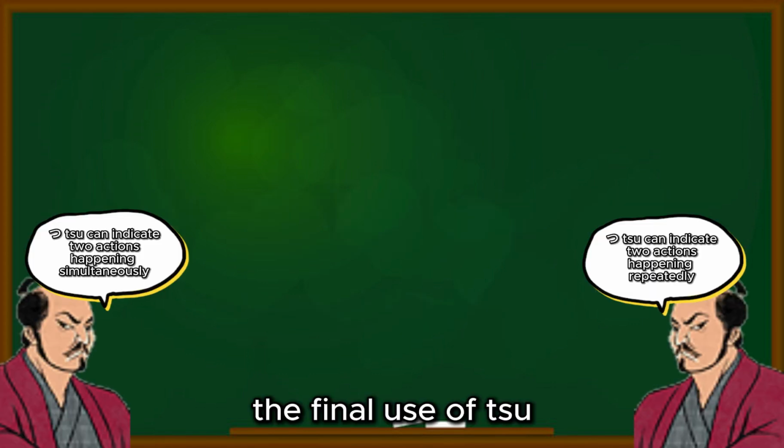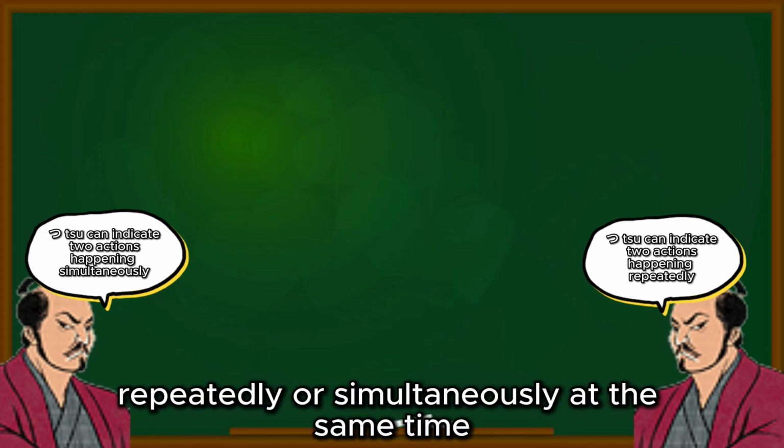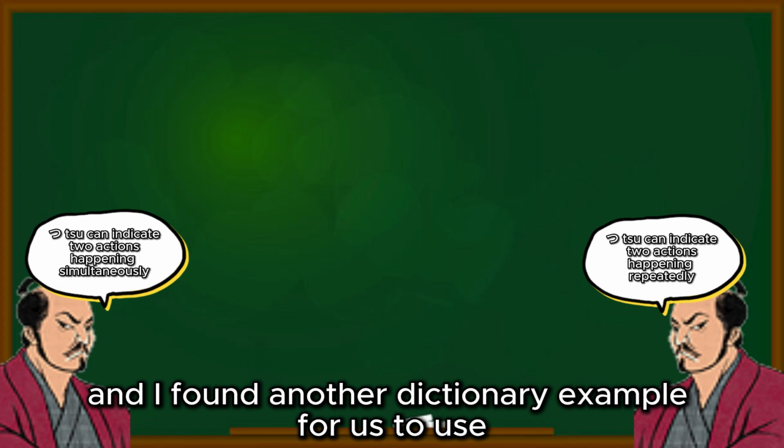The final use of tsu is that it indicates actions that are happening repeatedly or simultaneously at the same time, and I found another dictionary example for us to use.